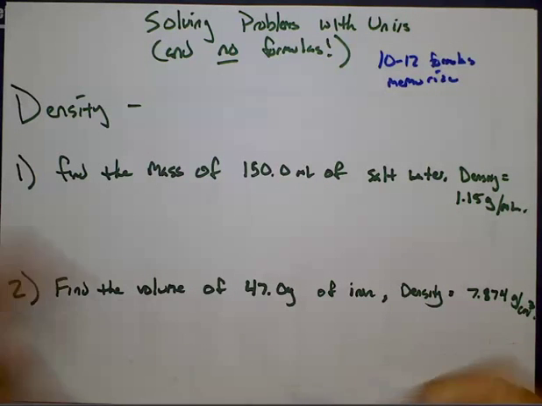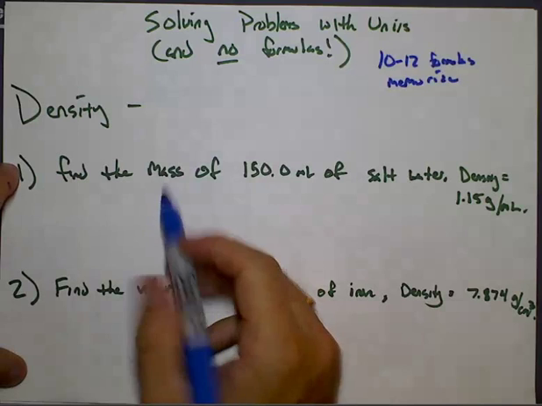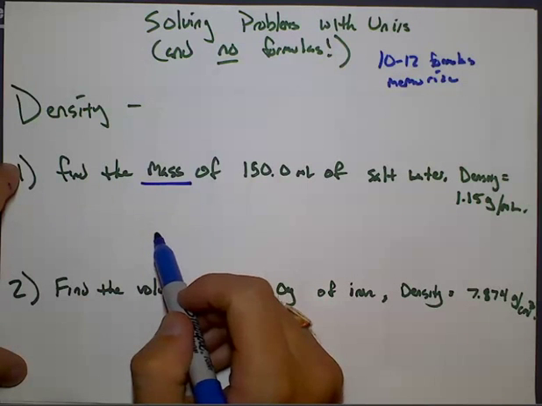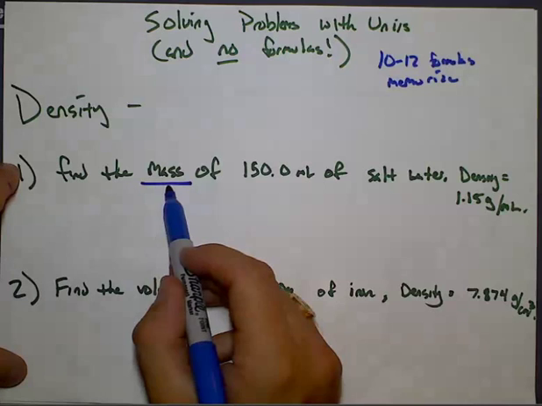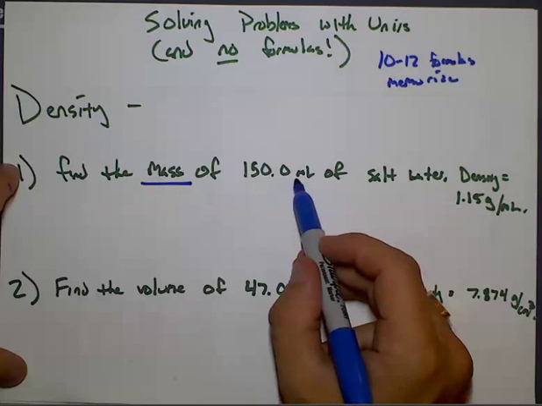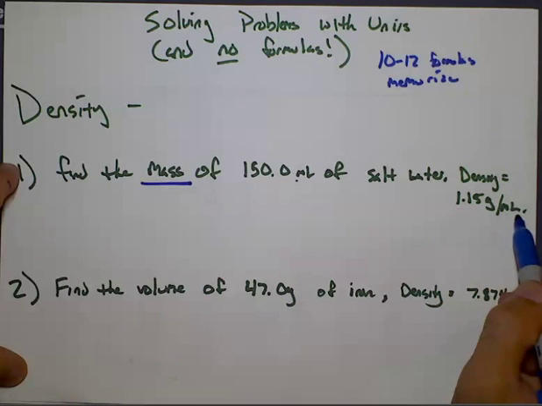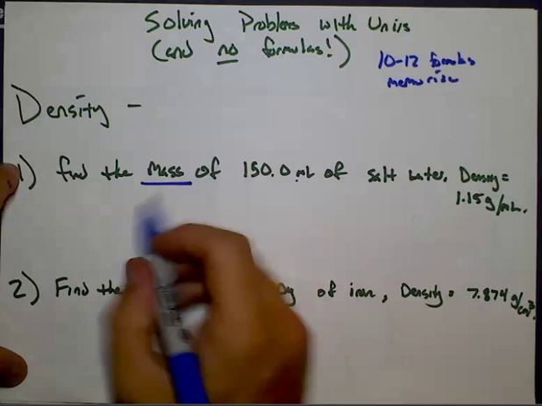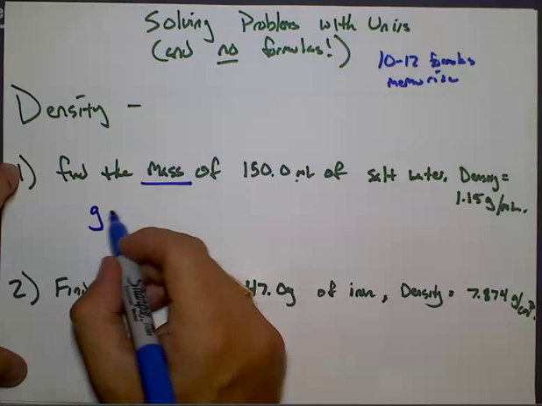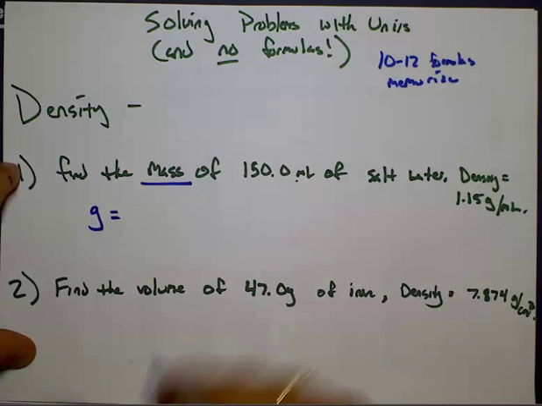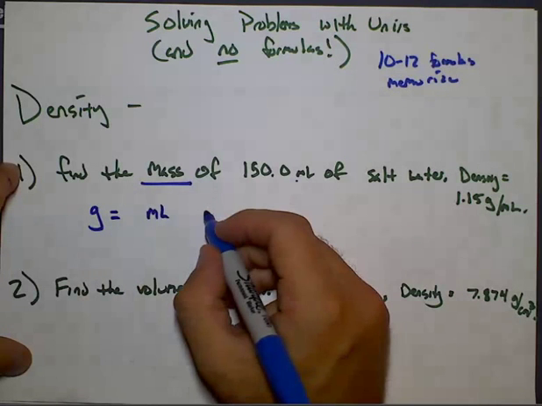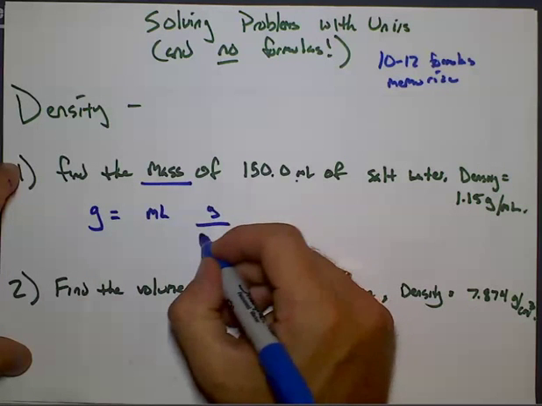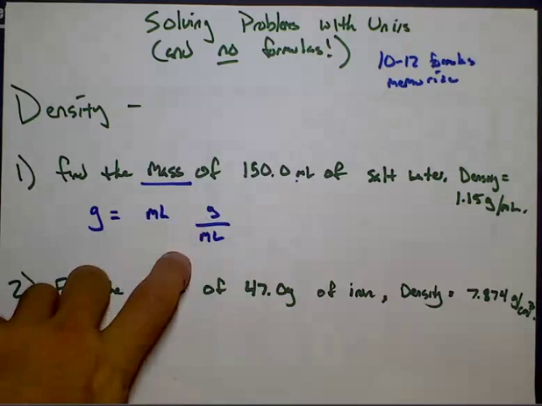The first thing we want to do is figure out what this is asking for. It says mass. So the next question is to identify what unit I need. Well, I've got milliliters and I've got grams over milliliters, so it's probably going to be grams. What I'm trying to do is figure out a way to get grams with these units: milliliters and then grams per milliliter.